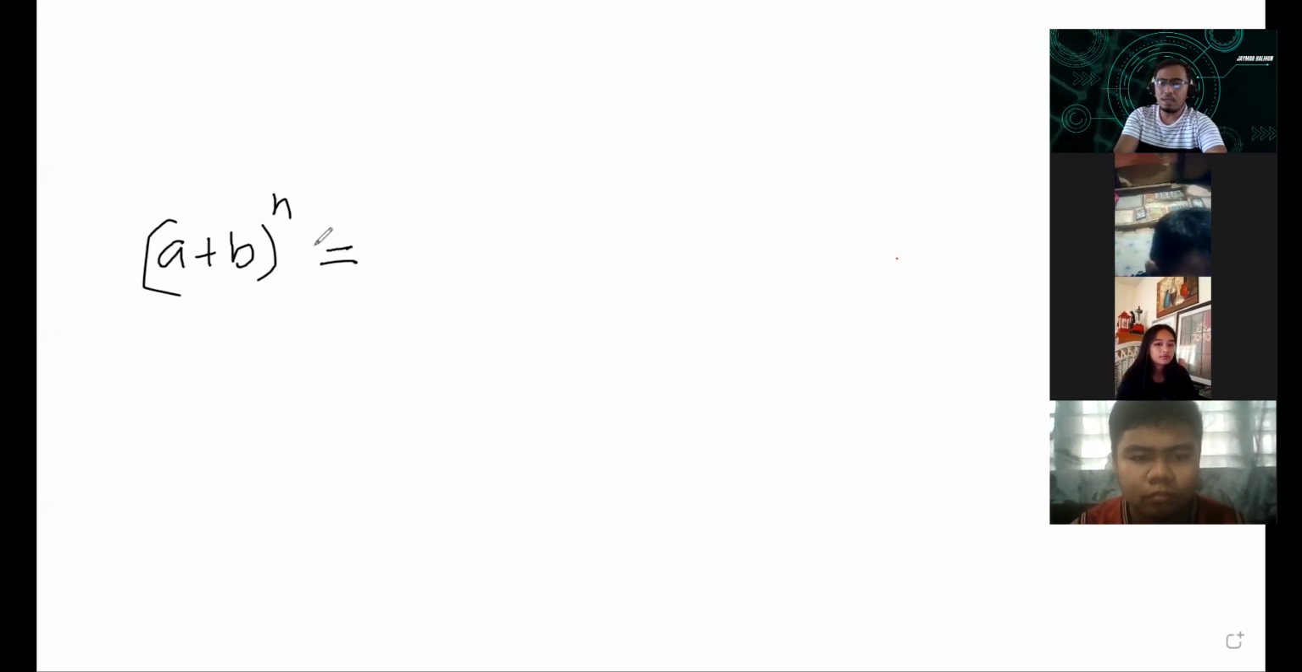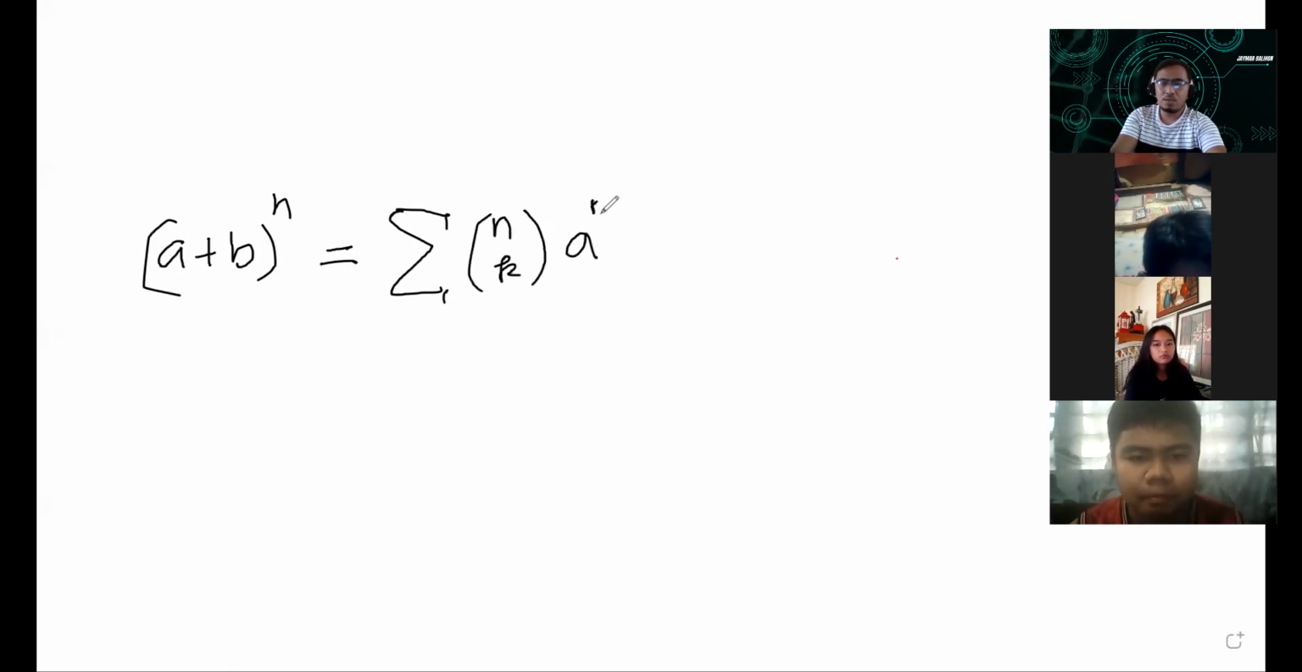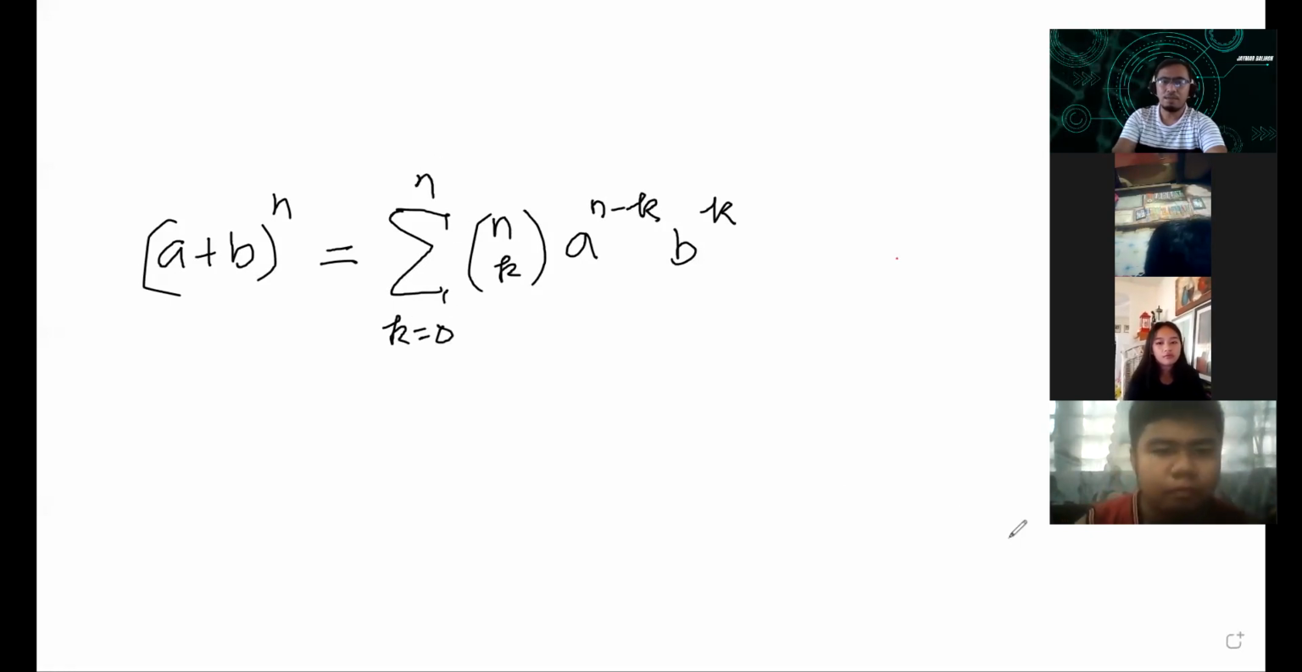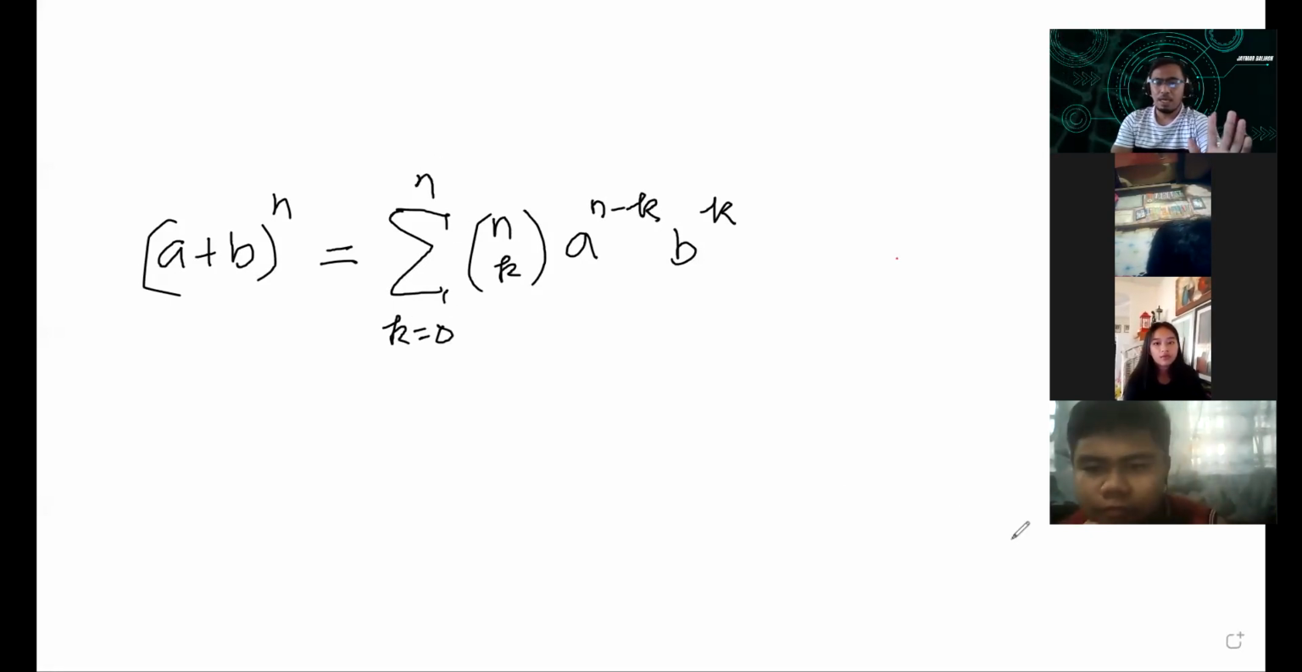any integer n, that is just equal to the summation of n taken k, a raised to n minus k, b raised to k, where k ranges from 0 until n. Okay? That is the formula of the binomial theorem.